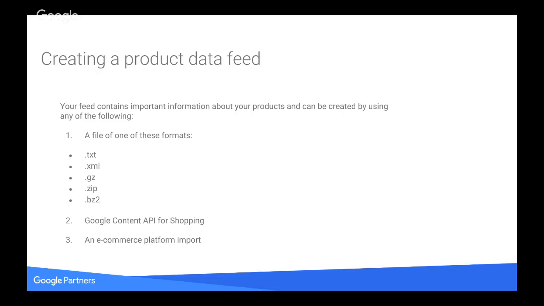You will see that there are a lot of other formats that are also supported, but a lot less commonly used in our experience. If you don't want to upload a feed and you want Google to automatically fetch information from your site on your products, then you can set up a Google API for shopping.